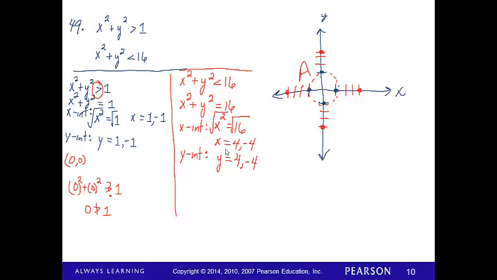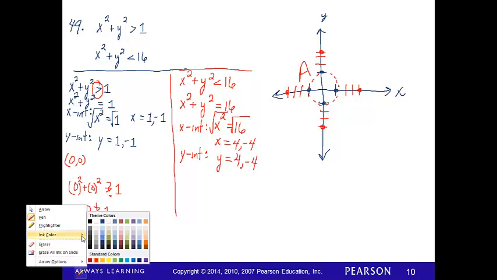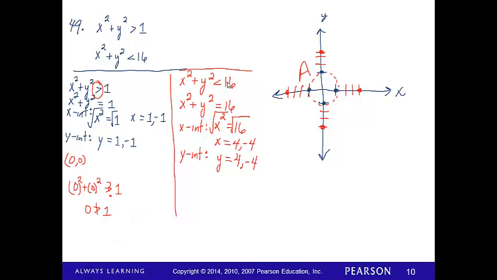And then the question is, is it a solid line or is it a dashed line? Well, this says less than. There's no equality, so I know I'm going to be dealing with a dashed line. Now, where will we shade? Well, we need to pick a test point, so 0, 0 is still available to us, so let's use it.